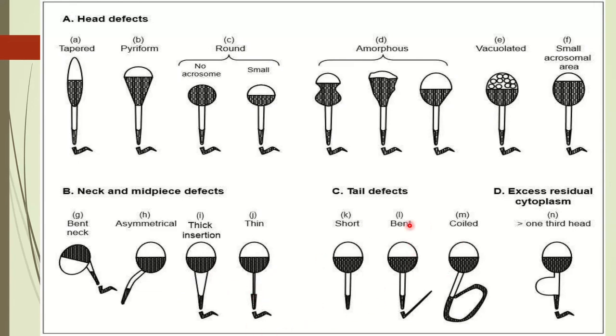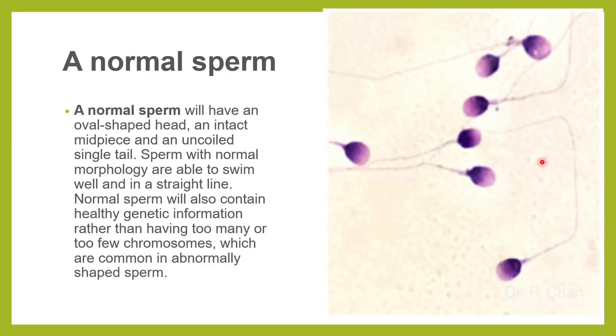Then there are tail defects. This is a very short tail, this is a bent tail, this is a coiled tail, and here you can see the residual cytoplasm, and this residual cytoplasm is more than 1/3 of the head, so this becomes abnormal. If it is less than 1/3 it is fine, but if it is more than 1/3 this is excessive residual cytoplasm. And you can see that this one has an oval shaped head, an intact midpiece, an uncoiled tail, and this sperm with normal morphology will be able to swim well and move in a straight line.